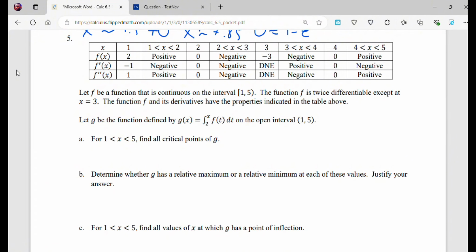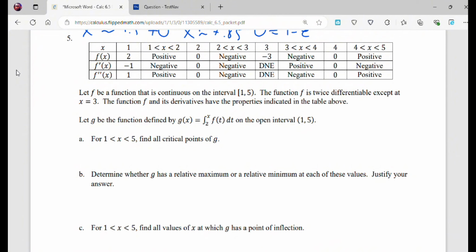All right, question 5. We have a table, it looks like. Let f be a function that is continuous on the interval 1 to 5. Function f is twice differentiable except at x equals 3. The function and its derivatives have the properties indicated in the table above. Let g be the function defined by g of x equals the integral from 2 to x of f of t dt on the open interval 1 to 5.